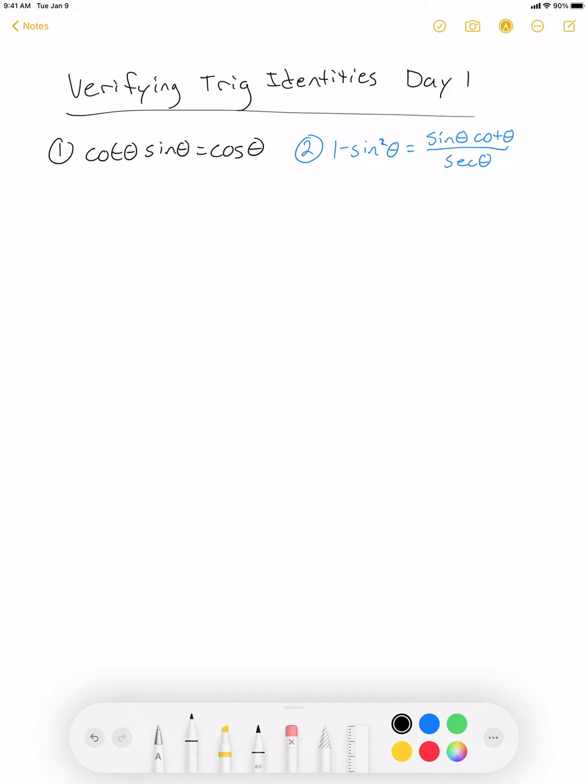Okay, so today we're going to verify trig identities. Now, when we do that, we only want to deal with one side of our equation. And so here we're going to deal with just the left side of our equation, and we want to show that the left side does equal the right side.